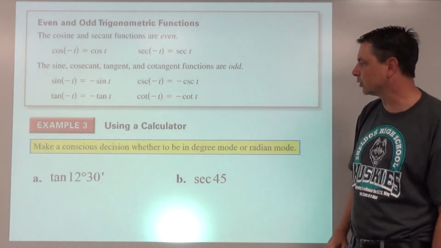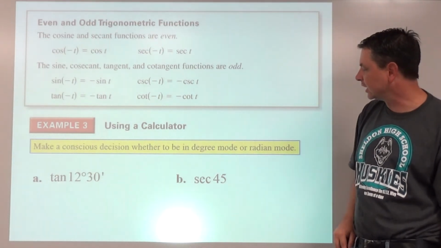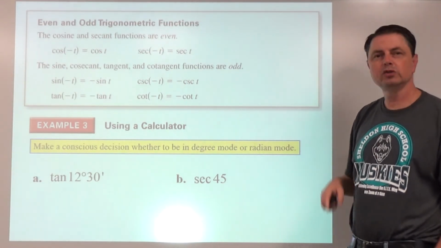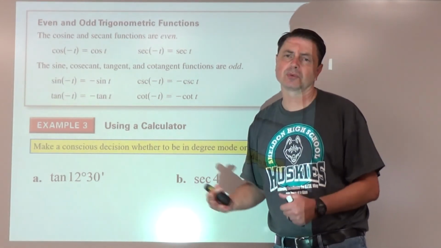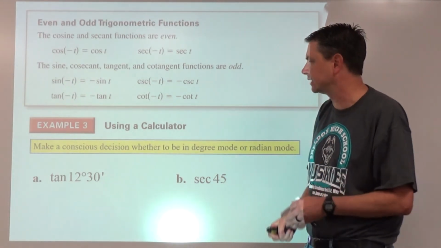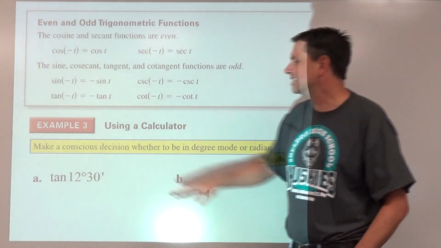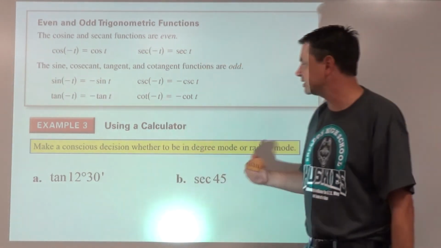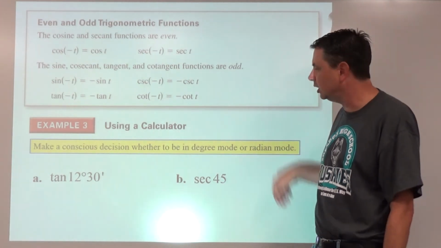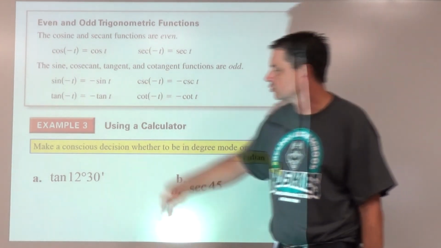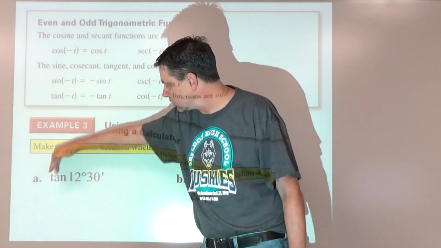All right, example number 3. Now we're going to use a calculator, maybe do some approximations. I think typically in the past we've been rounding to 3 decimal places, nearest thousandth, we'll see. But as it says here, you need to make a conscious decision on whether your calculator should be in degree mode or radian mode. So this first one, we're going to go tangent.